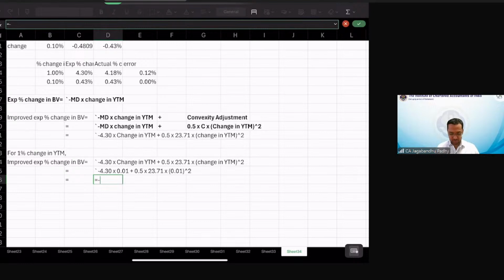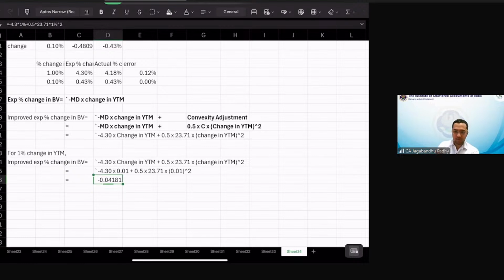We're getting this as minus 4.3 multiplied by 1% plus 0.5 into 23.71 into 1% square. So you can observe the 4.18%. You can see that the improved expected percentage change in bond value is 4.18%. And what was the actual percentage change in bond value? For a 1% change, what was the actual percentage change?